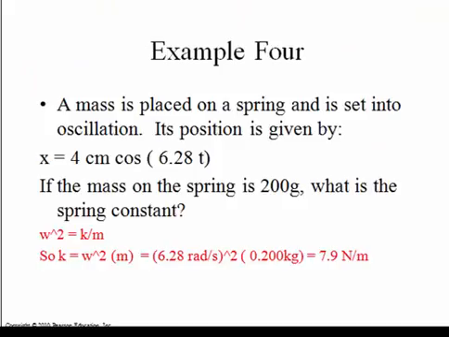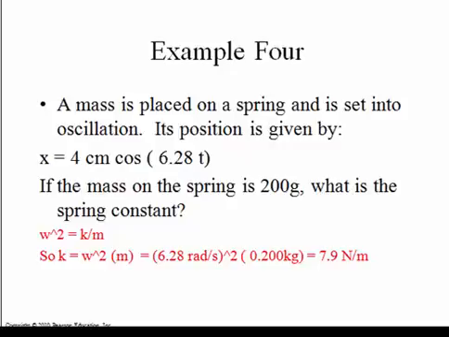A mass is placed on a spring and is set into oscillation. Its position is given by x equals 4 centimeters cosine of 6.28 t. If the mass on the spring is 200 grams, what is the spring constant? Using our formula for omega squared, we will solve for k.